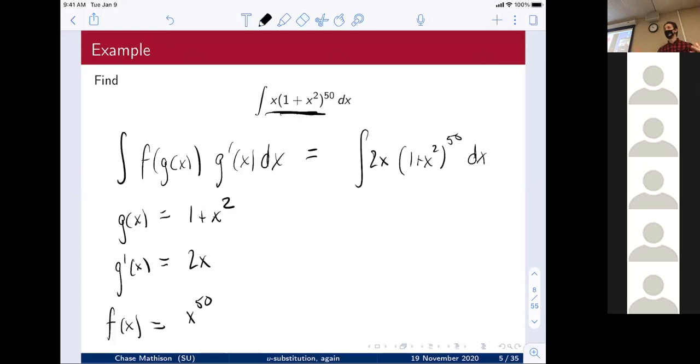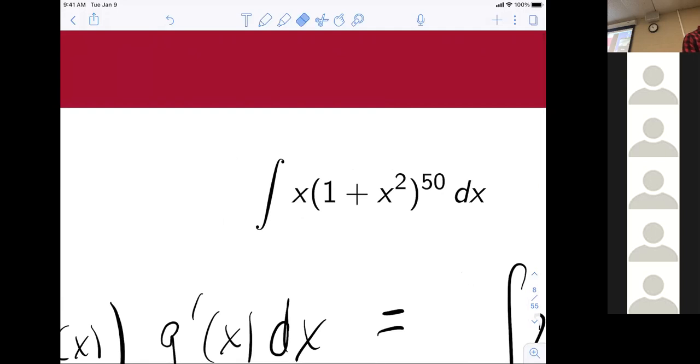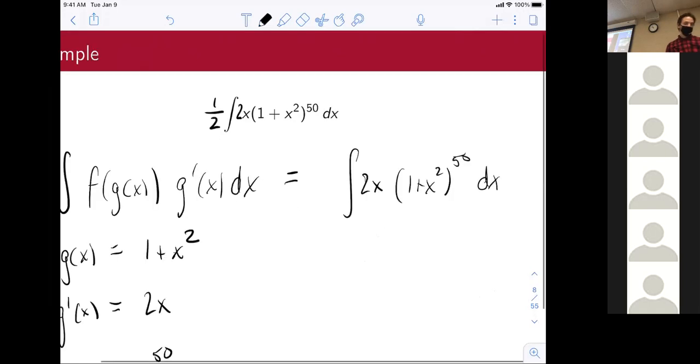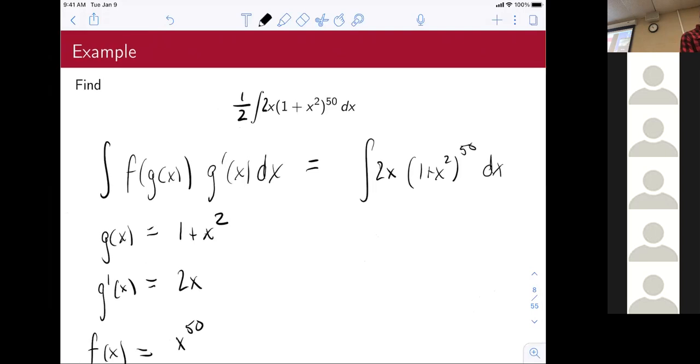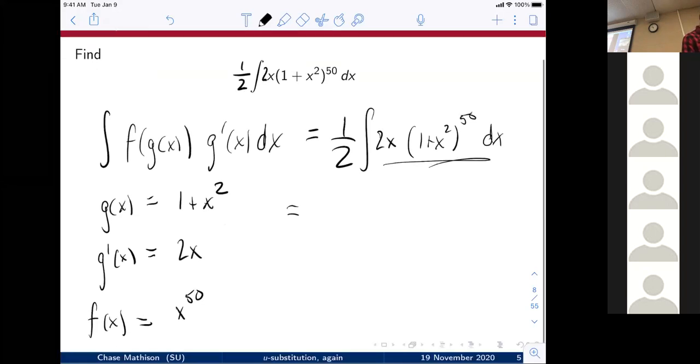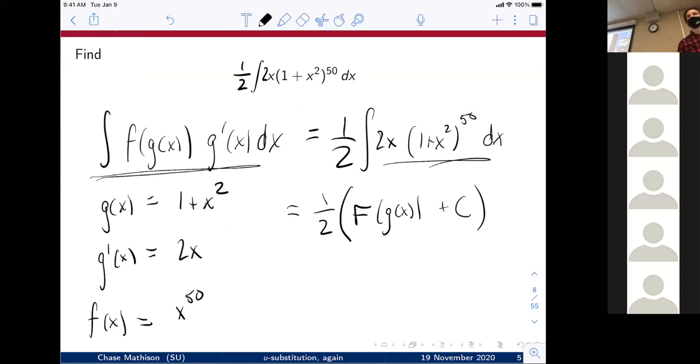So the whole idea is, well, I'll make it look exactly like I want it to look. I want it to be 2 times x times 1 plus x squared to the 50th. So I multiply inside by 2. But again, I can't just multiply by something that's not 1. So then I'll multiply on the outside by 1/2. Okay. So when I do that, now I really want to find this, right? This is what I'm trying to find. But this, as we know, is just equal to 1/2 times, well, this integral here is capital F of g of x plus some constant, right?